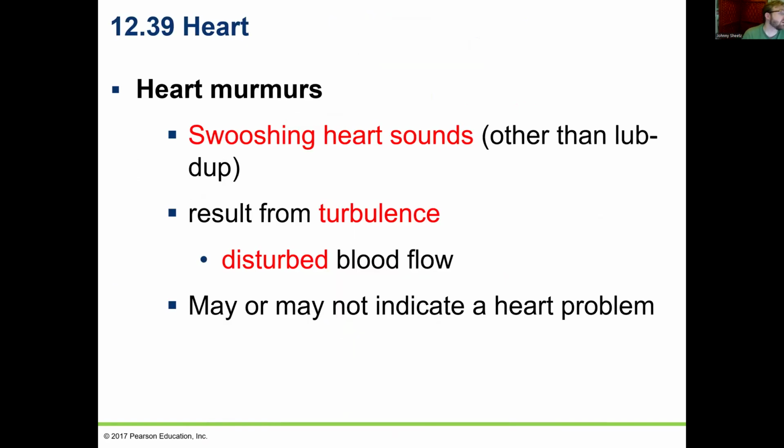All right. So heart murmurs can be detected as a swooshing sound when we listen at the chest. Any sound other than a lub-dub is going to result from turbulence or some sort of disturbance in blood flow. Now, this could mean a lot of things, anything from a clot to organ failure to genetic conditions that are not going to hurt you to injury. As a diagnostic tool, it just tells you that you need to look more.